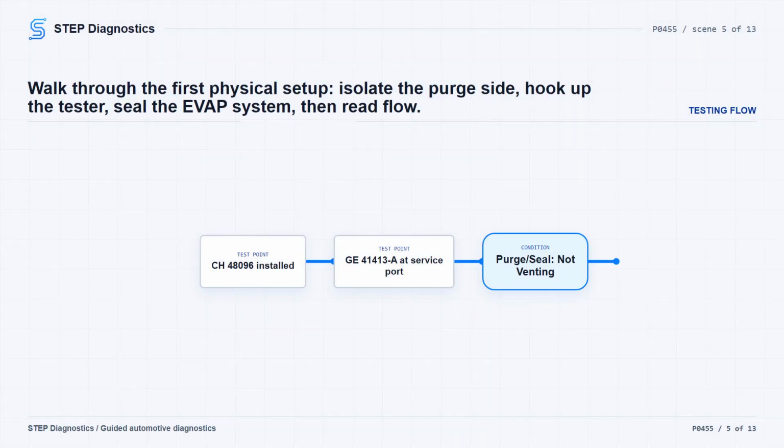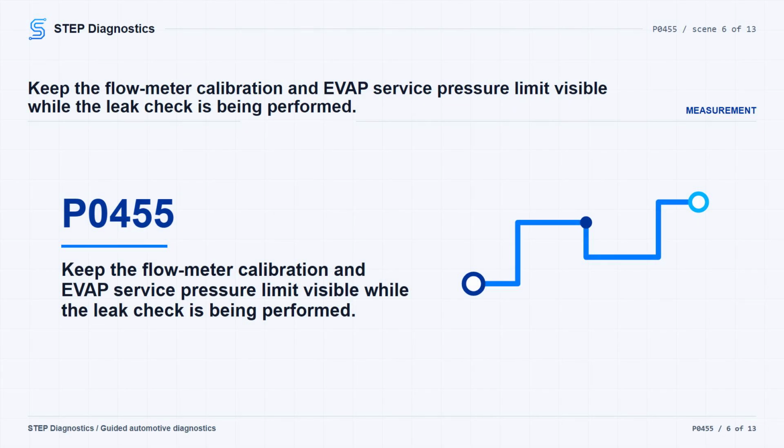For the actual P0455 test path, disconnect the purge tube at the quick connector on the EVAP canister side of the Q12 EVAP purge solenoid valve, and install the CH48096. Then, connect the GE41413A to the vehicle EVAP service port adapter. Use the scan tool to command the EVAP purge seal function to not venting so the EVAP system is sealed. Now check for leakage with the flow meter on the GE41413A calibrated to 0.51 mm, 0.020 in.